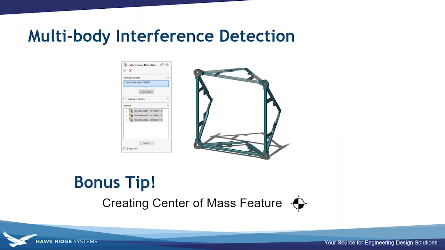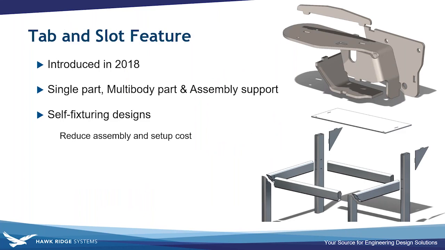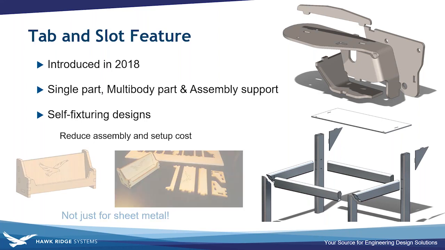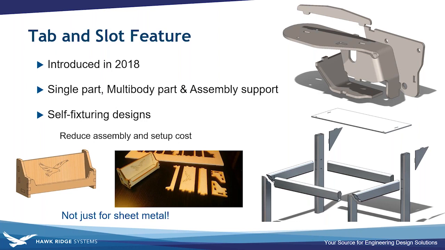So the tab and slot feature was introduced in 2018, and it's a single feature that creates an associative tab and slot. So it will add material to one body and remove material from another. It works in the part and assembly environment, giving you self-fixturing parts, letting you avoid the joy of clamping and measuring. If you're curious about this tool, check out our YouTube channel for demonstrations on it. I'm going to talk about all the enhancements to the tool in 2019 that were brought on by user requests.